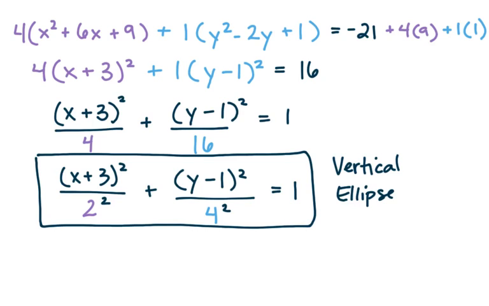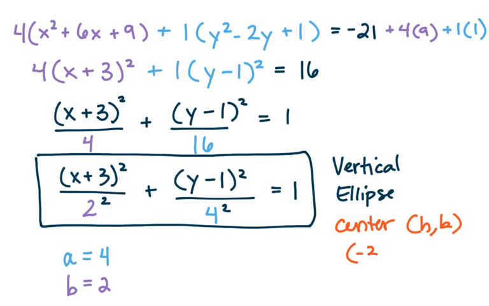So now we can identify A is 4, B is 2. My center, H and K, are coming directly out of the equation. Remember, the standard form has a minus in it, so that means my center, HK, is going to be -3, +1. And the last piece of information we need is our C value, which we can calculate.